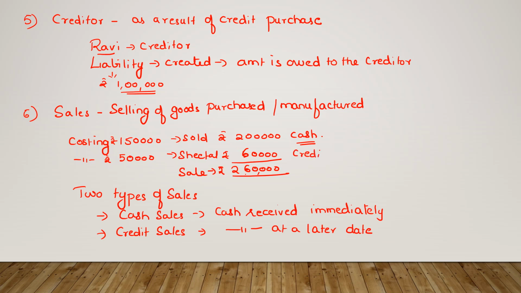It is being received at a later date, probably Smita has told Sheetal, okay, you pay after 15 days or after 1 month or after 2 months. Whatever is the credit period she has offered, after that credit period, Sheetal would be paying the amount to Smita. So, from this transaction, we understand the meaning of the term sales and that there are two types of sales, cash sales and credit sales.